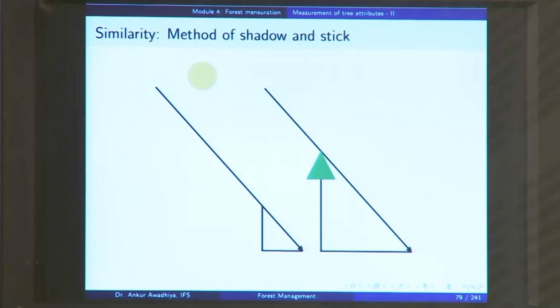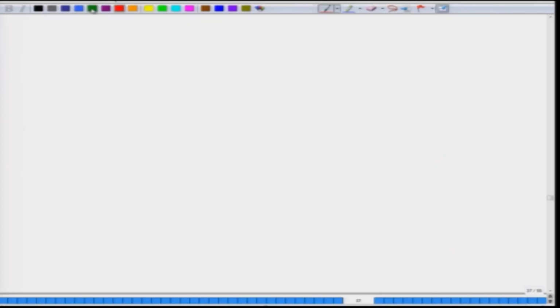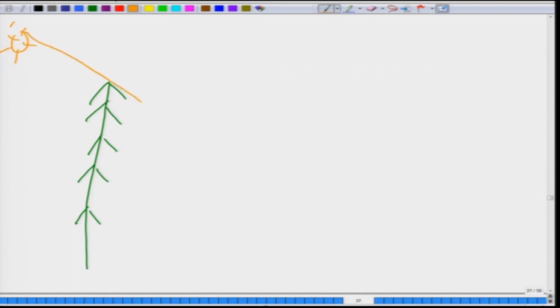So, a good example is the measurement of the height of a tree using the method of shadow and stick. Now, what we do in this case is that you have this tall tree and you have the sun here. Now, the sun will cast a shadow of this tree. So, let us say that this is the shadow of this particular tree. Now, because the sun is at a very great distance from the earth, in this case the rays of the sun can be assumed to be parallel.